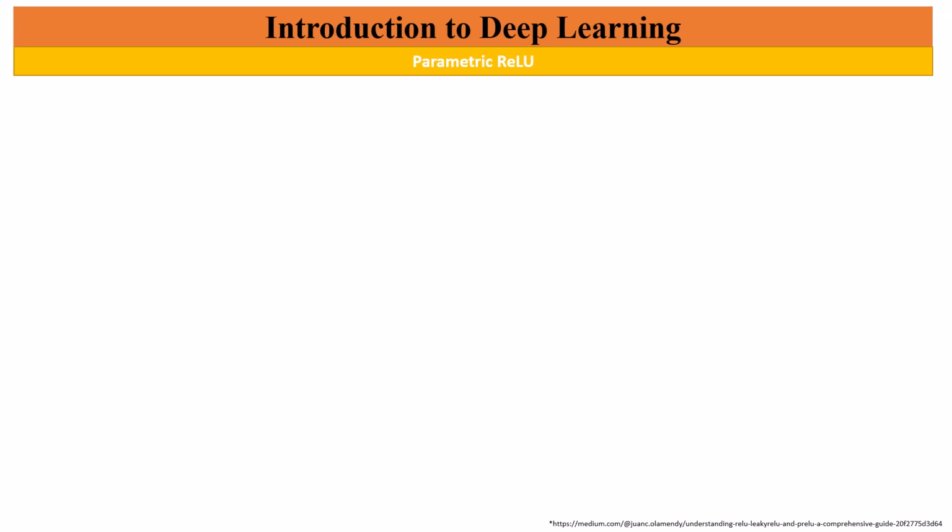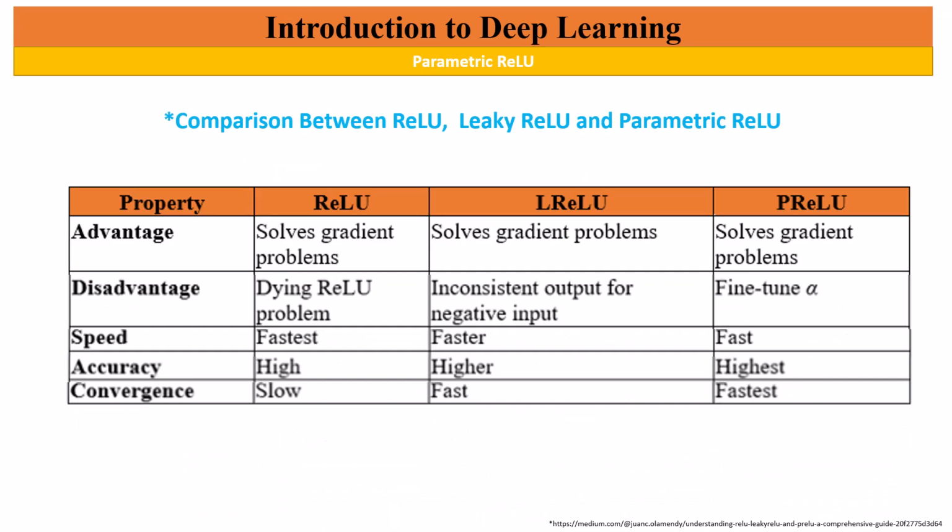Lastly, let's take a quick look at a comparison between these widely used activation functions in deep learning. All three activation functions help address the vanishing gradient problem, which is crucial for training deep neural networks effectively. However, each comes with its own strengths and weaknesses. ReLU, while fast and simple, suffers from the dying ReLU problem, where neurons can stop learning completely. Leaky ReLU improves on this by allowing a small output for negative values, though it still uses a fixed constant, which can lead to inconsistent results.